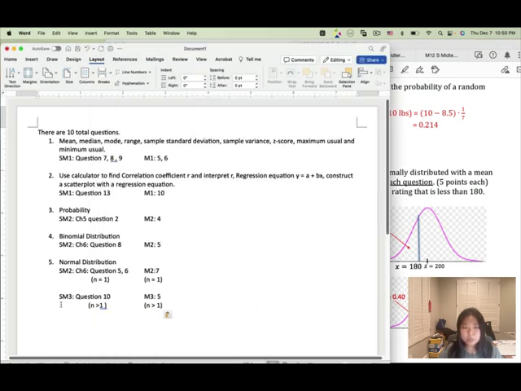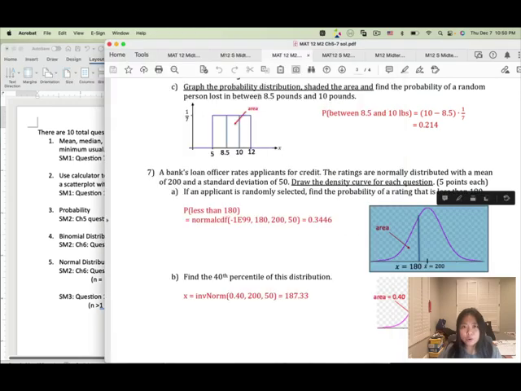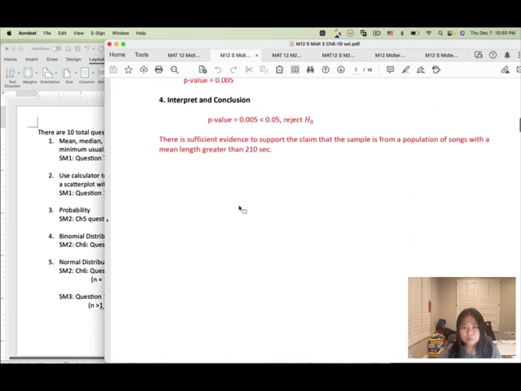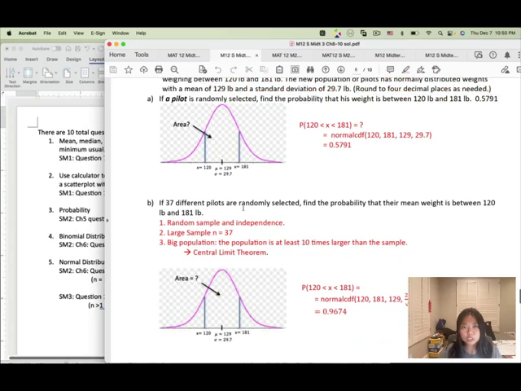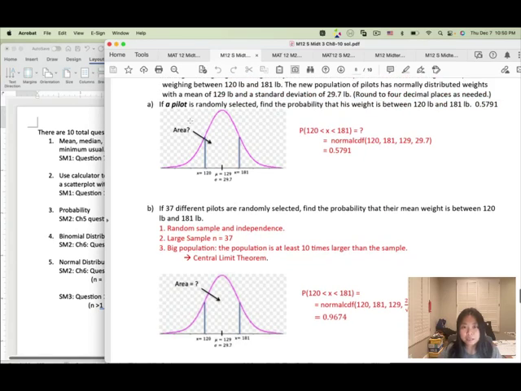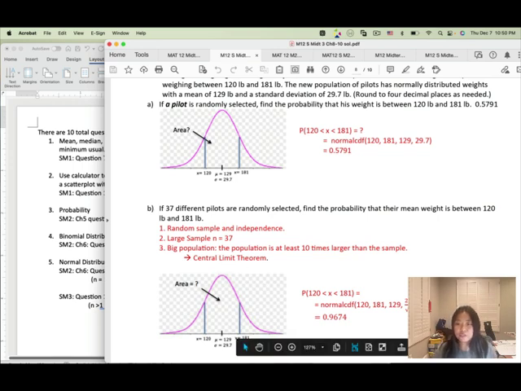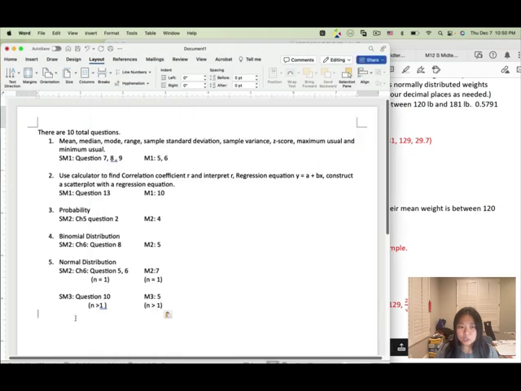Okay, and then review the sample midterm 3, question 10. Part A, this is a pilot, talking about n equal to 1. B, if 37 different pilots are randomly selected, means the sample size n is equal to 37. So you could apply the central limit theorem. For the standard deviation, that would be the standard deviation divided by the square root of the sample size, which is going to be 37 here. So n is greater than 1.